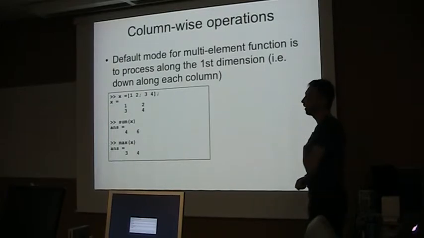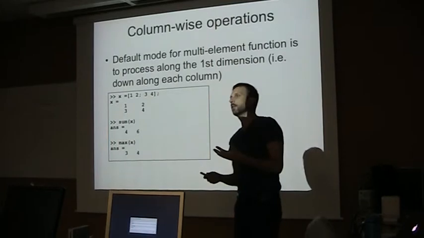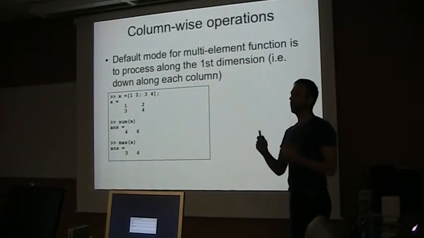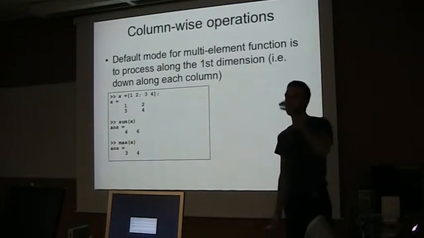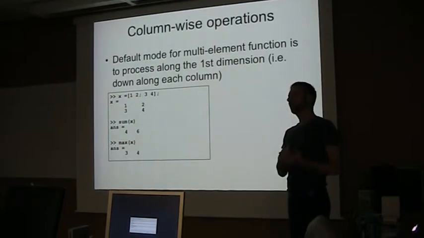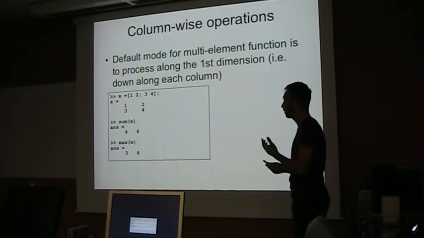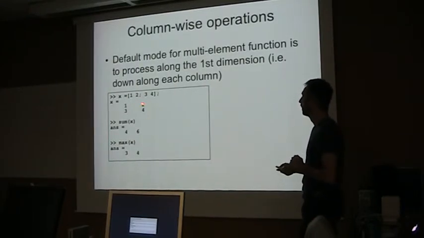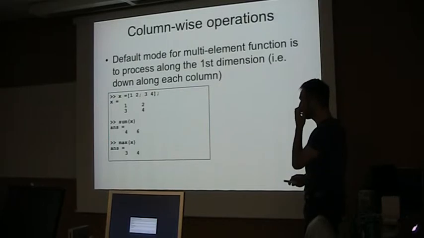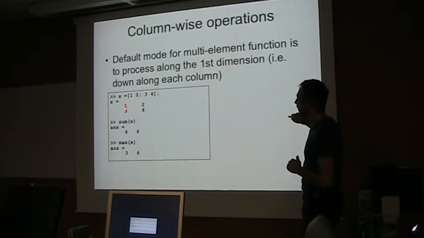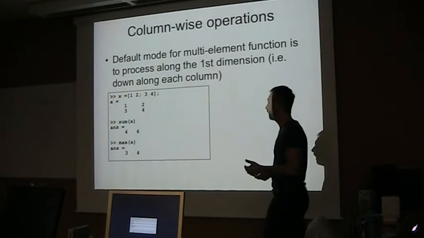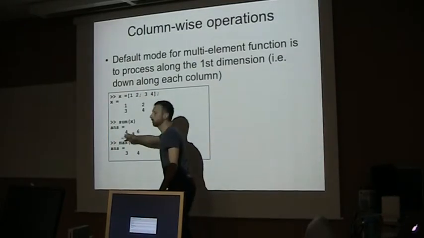Okay, another thing to know is that many operations you apply to matrices first go down each column, so in the first dimension. And if you want to apply them to the second dimension, you have to say it specifically. So if I have here a matrix 2 by 2, and I say sum of x, it's going to sum the elements of both rows for each column separately. So 3 and 1 is going to be 4, that's the sum of the first column. And 2 and 4 is 6, that's the sum of the second column. So your result is two numbers, okay?